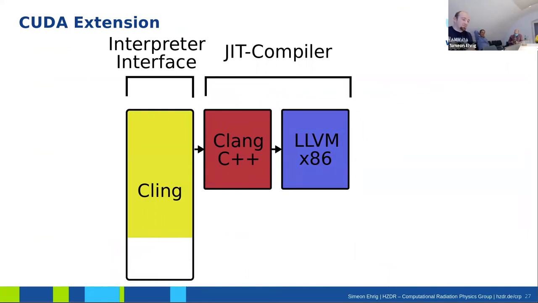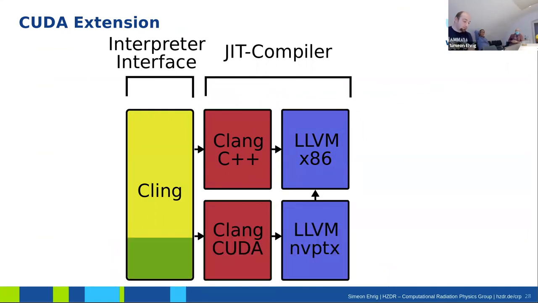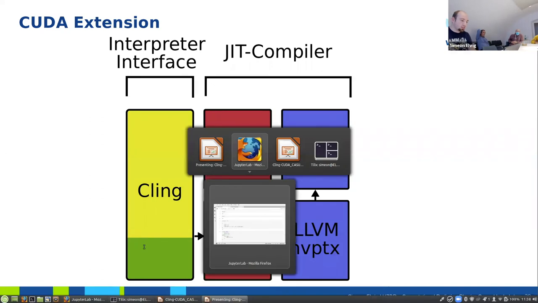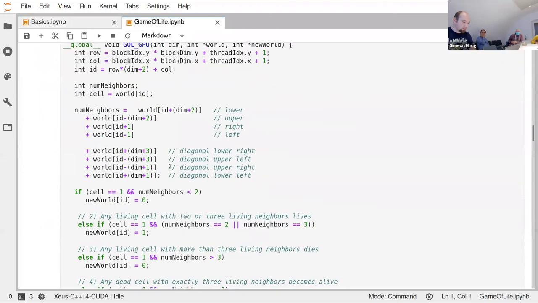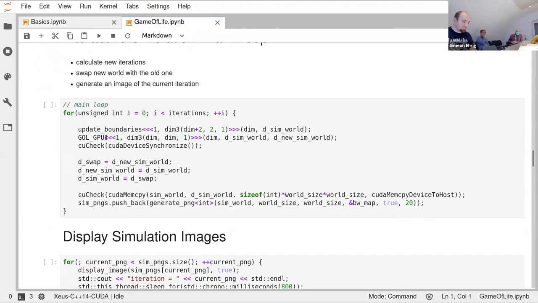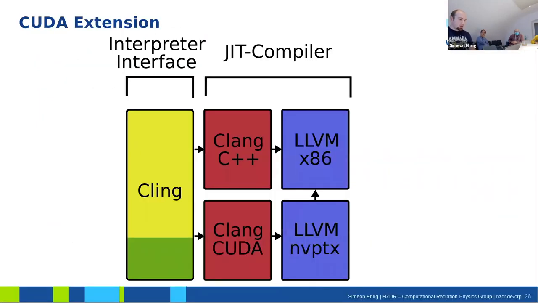So okay, what I have done, I extended the Clang front end to understand the CUDA C++ syntax, because CUDA C++ syntax is not valid C++. For example, you have these ugly triple angle brackets for a kernel launch, and you have some other semantic stuff, also some really ugly stuff.